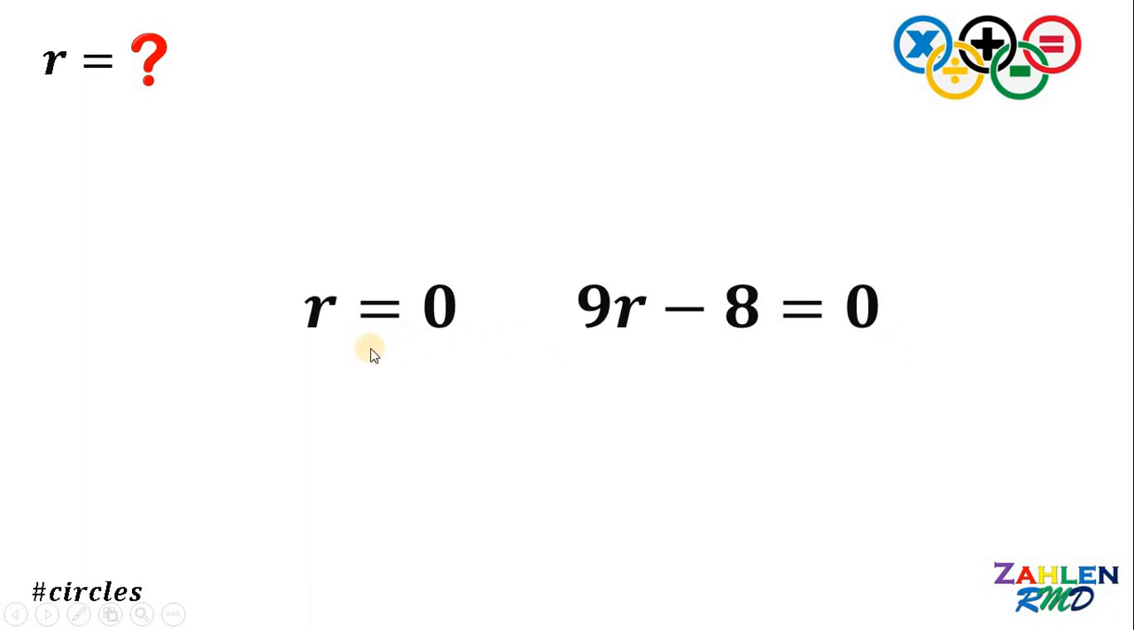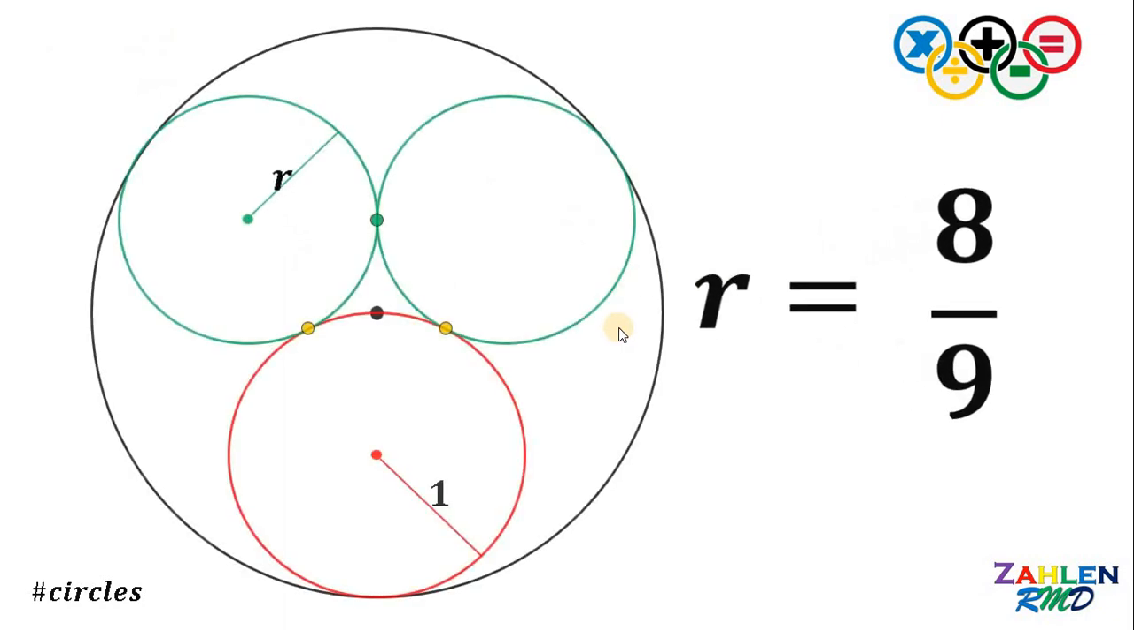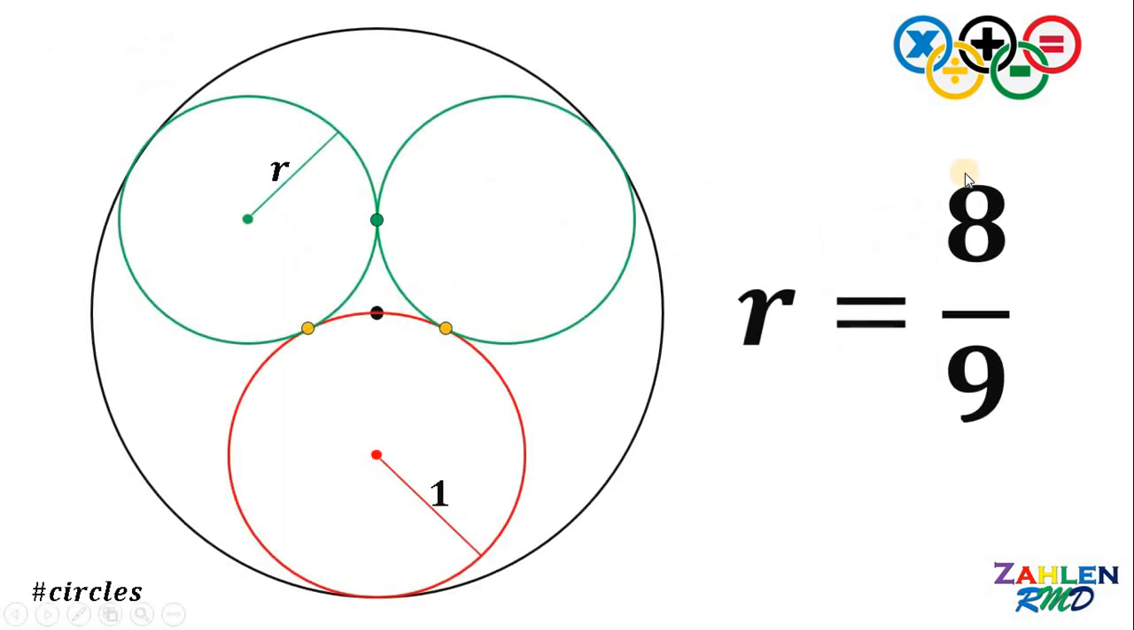Now we know from the figure that r cannot be equal to 0. Therefore, we can solve the value of r using this remaining equation. So add 8 on both sides. So we have 9r equals 8. Divide by 9 on both sides. So we get that the value of r must be equal to 8 over 9. Therefore, we can say, given this figure, that the length of the radius of this green circle must be equal to 8 over 9 units.